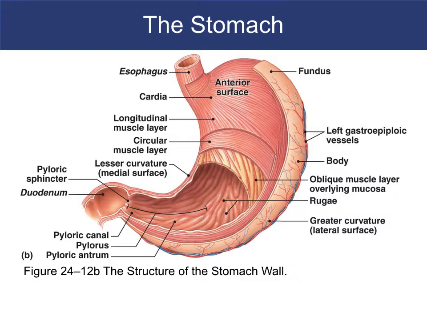Now remember, the lesser curvature over here has the lesser omentum attached to it. And remember, the stomach used to lay in here like this, and the lesser omentum used to be part of the ventral mesentery. Remember that? Okay. Not a big deal. It's an embryology kind of thing. The stomach has big rugae, these big folds in the wall of the stomach, which will go away.